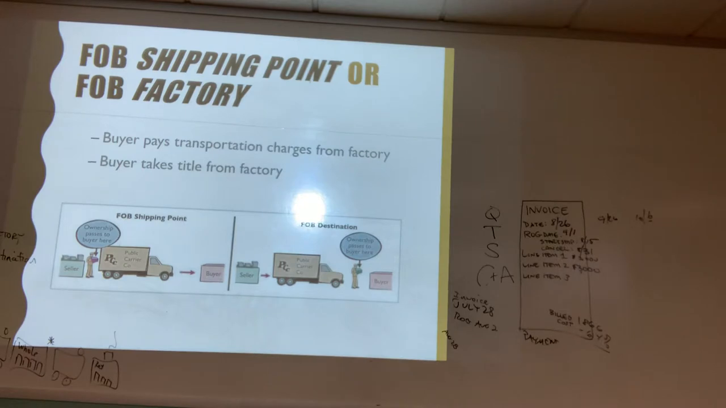Okay, so let's think about this. FOB factory. The manufacturer will transfer title here. The manufacturer will get the goods onto the ship, and then we pay. We pay for shipping, and we own the goods in transit. Is this a good thing? No, this is exactly what we don't want, okay? That's FOB factory. So anytime you see FOB factory or FOB shipping point, all you have to do is add the transportation cost to the invoice.